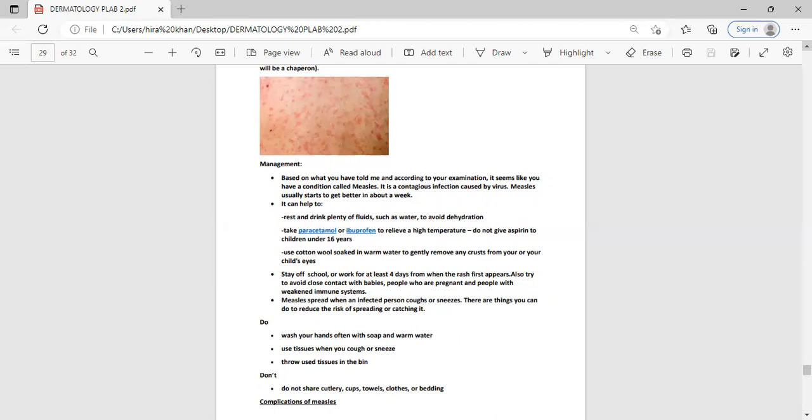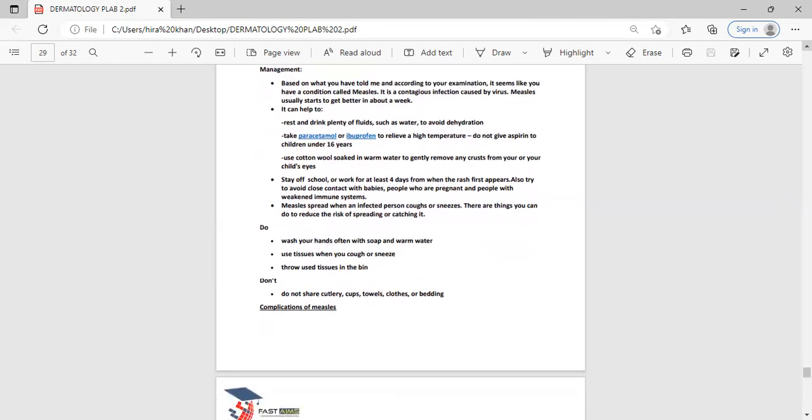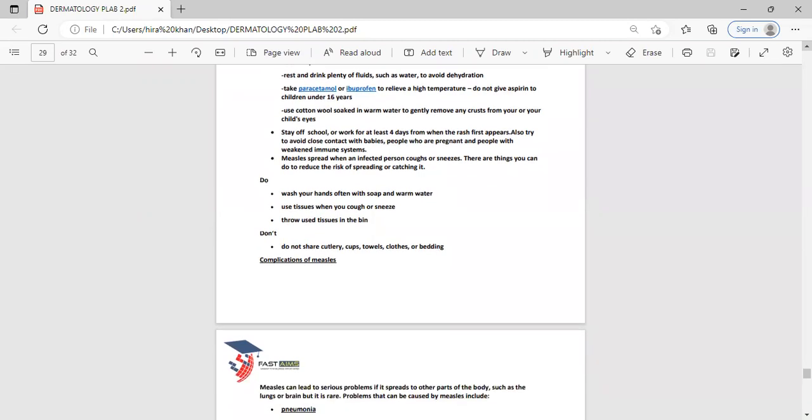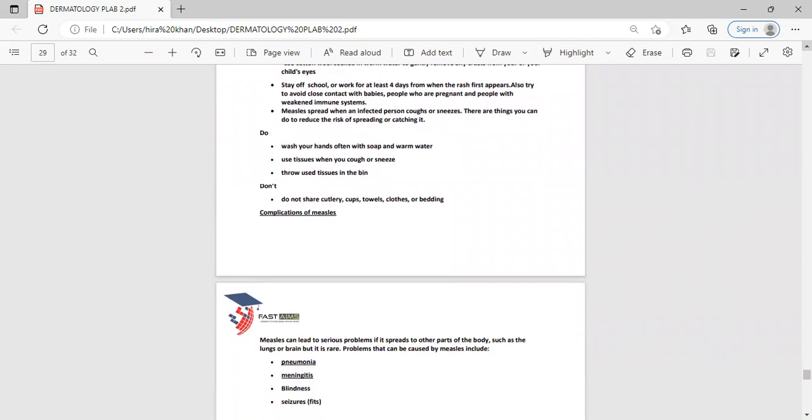And please try to avoid contact with babies, people who are pregnant, and people with a weak immune system, because measles can spread from person to person easily. So here are the things that you can do to reduce the risk of spreading. Wash your hands often with soap and warm water. Use tissues when you cough or sneeze. That is very important to maintain hygiene. And please throw the used tissues in the bin. And do not share cups, towels, clothes, or bedding. That's how you can prevent it from spreading to others.